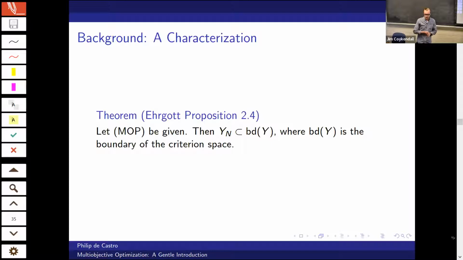All right. So real quick, we have a very nice property of the non-dominated set, which should be Y sub P, not Y sub N. And this property is that whenever you have a non-dominated set, it'll always be contained in the boundary of your set. Okay, that's all that this is saying.